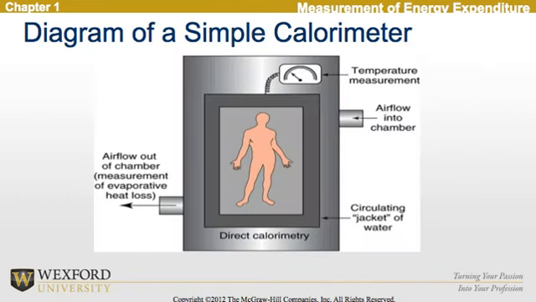Looking at a diagram of a simple calorimeter, we have a temperature measurement where we have airflow into a chamber, a circulating jacket of water, and airflow out of the chamber, and the measurement of evaporated heat loss.